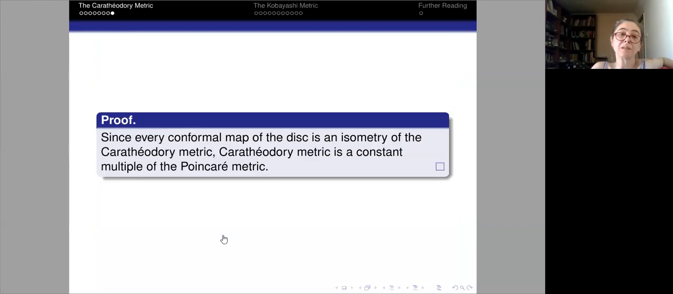So then you know that every conformal map of the disk is an isometry of the metric. So you can change it to any other point.